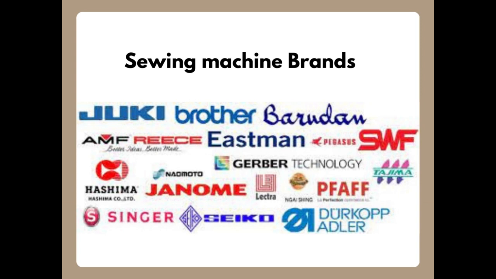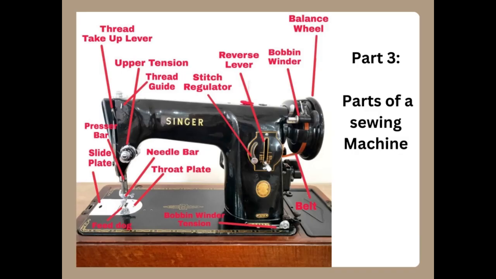Other famous brands are Juki and Brother for industrial sewing, and then we have Gaba Technology, which is well known for computerized sewing machines. Next is our third part of the lesson, where we are going to look at the different parts of a sewing machine.